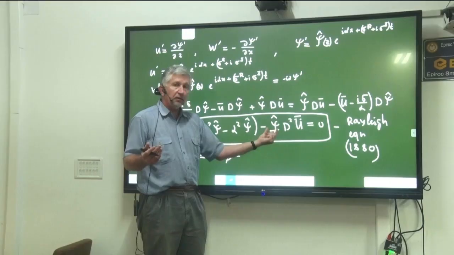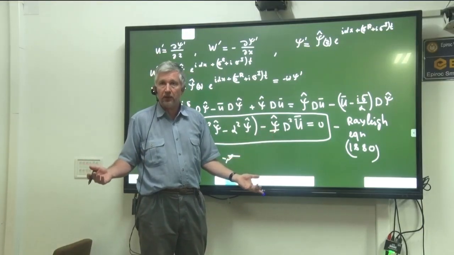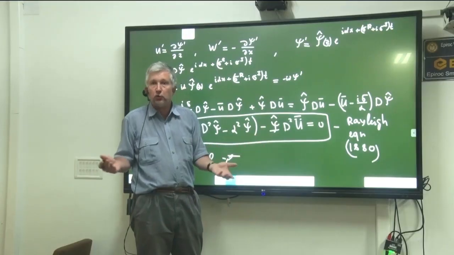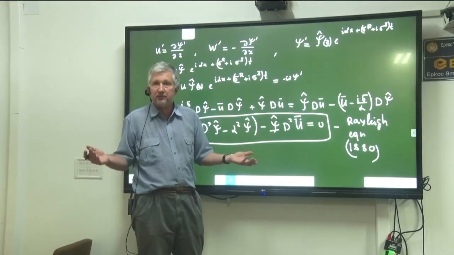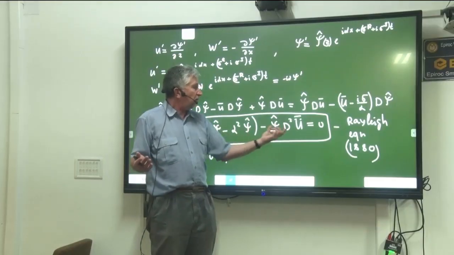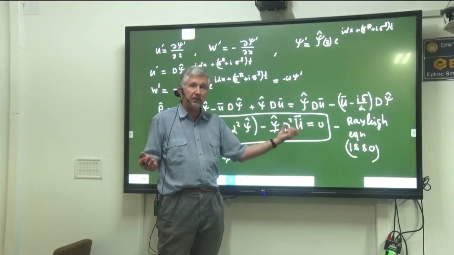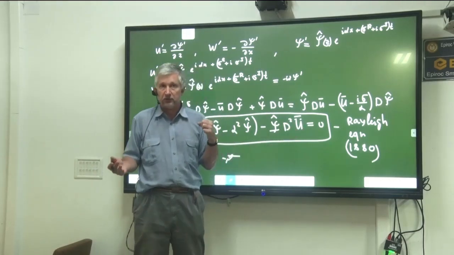So psi, if it is 0, well, it's a trivial solution, right? It means that perturbations do not exist. We only have base flow. So clearly this is not what we are looking for. So therefore, we will only be able to require that second derivative of u is equal to 0.